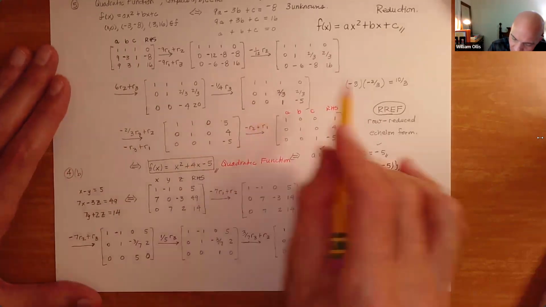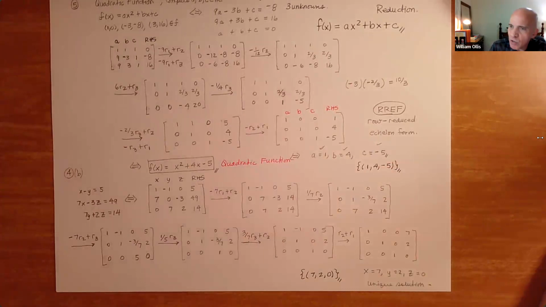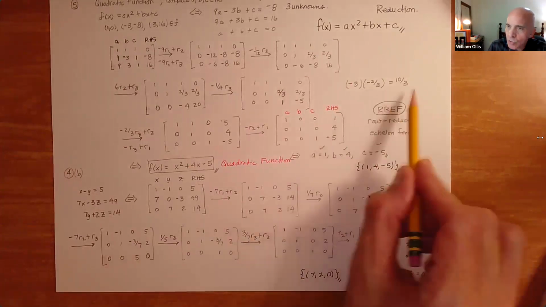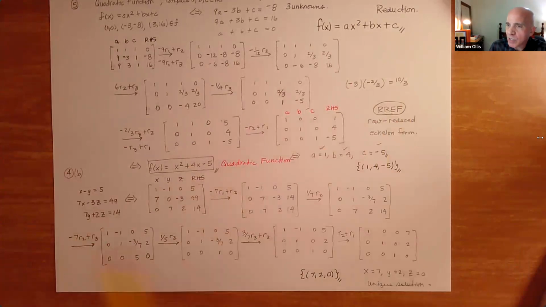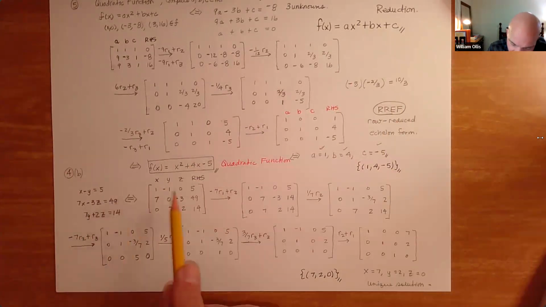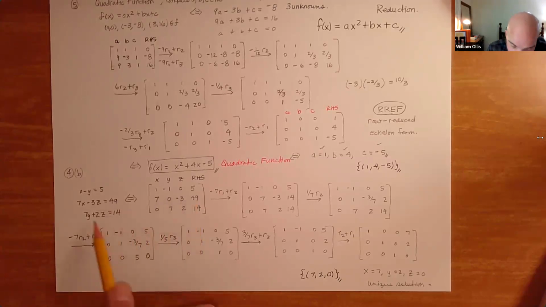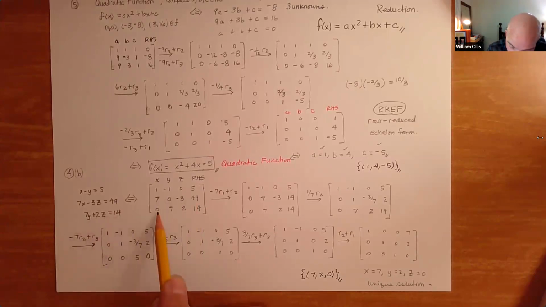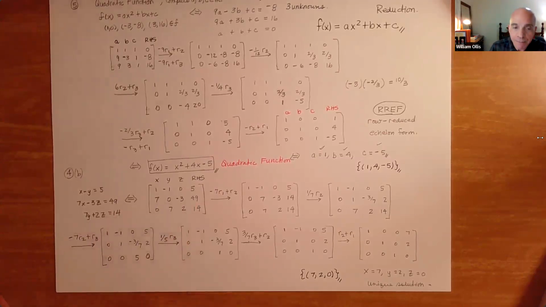It looks like we have a few fractions here, but they're not difficult. Fractions can be difficult, but again, think about number theoretic concerns, just like I did here, to help you in producing the correct arithmetic outcome. Here we have 7x minus 3z equals 49. So we have a 7, a 0, a -3, and a 49. And then for the last equation, we have 7y plus 2z equals 14. So 0, 7, 2, 14.